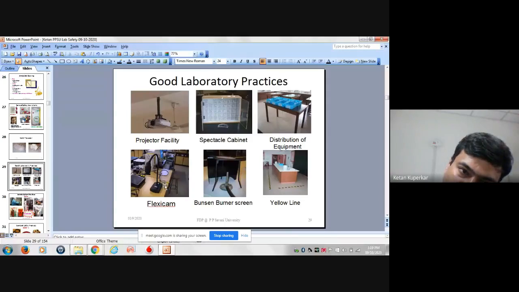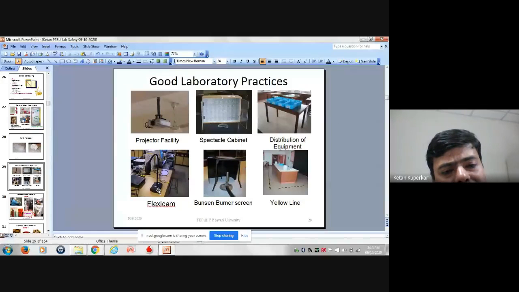In addition to this, while performing several experiments on an electronics level or circuit level, flexicams should be placed. Bunsen burner screen: only a few of the labs I have visited have this kind of screen, or else they keep some book material to stand by there.